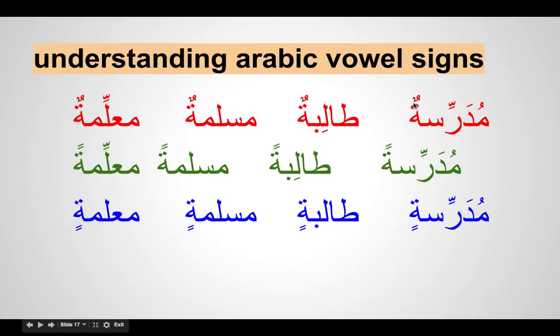A noun which takes different signs in different situations is called declension. We say the noun is declinable, where it changes its sound from mudarrisatun to mudarrisatan or mudarrisatin, or it is mudarrisun, mudarrisan, mudarrisin, where a noun changes its sound to un, an, in. This is called declension, where the sound declines.